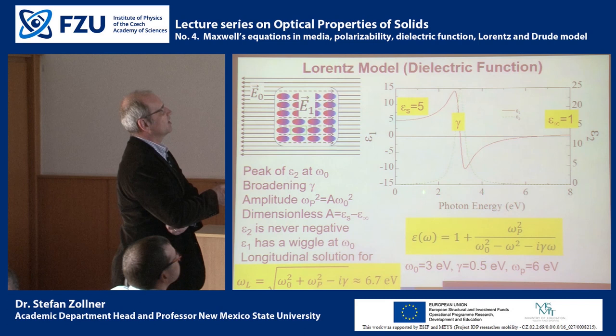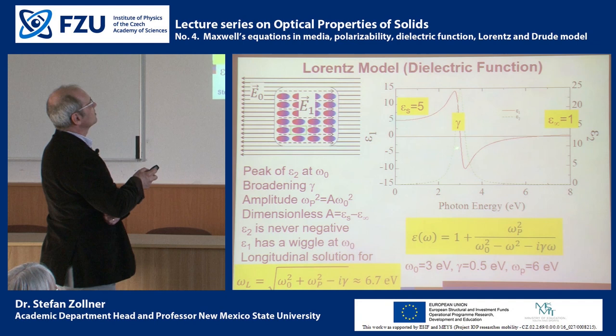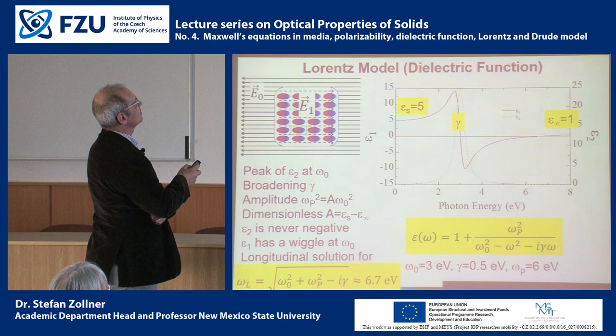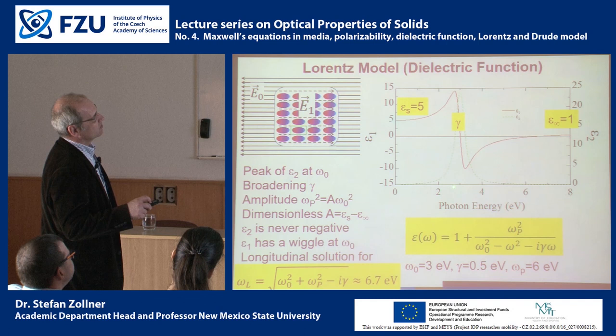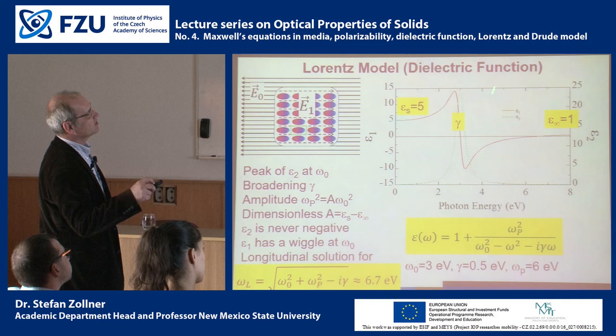Shown by the green dotted line, and I hope you can see this in the back, is the absorption, the imaginary part of epsilon, and the red curve in the front is the real part of the dielectric constant. You see that the imaginary part has this resonance type shape, and the real part makes this wiggle and goes to zero.